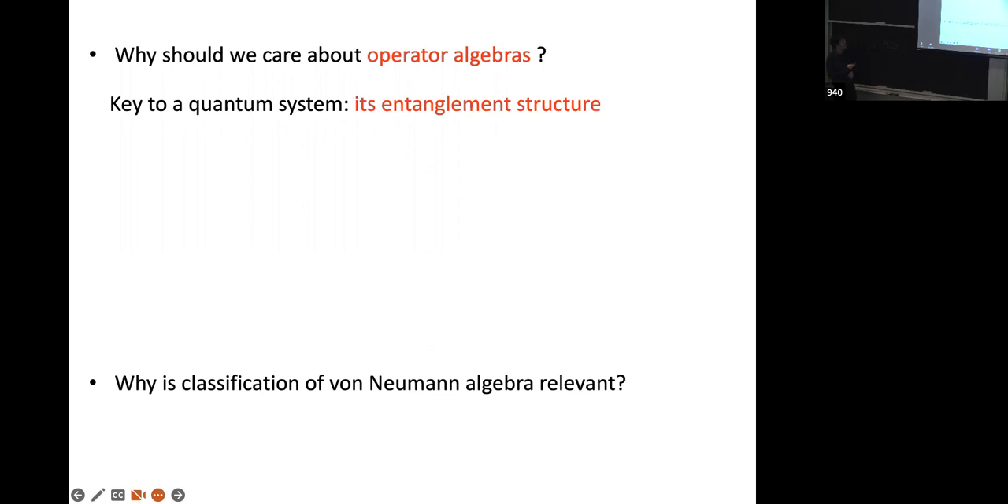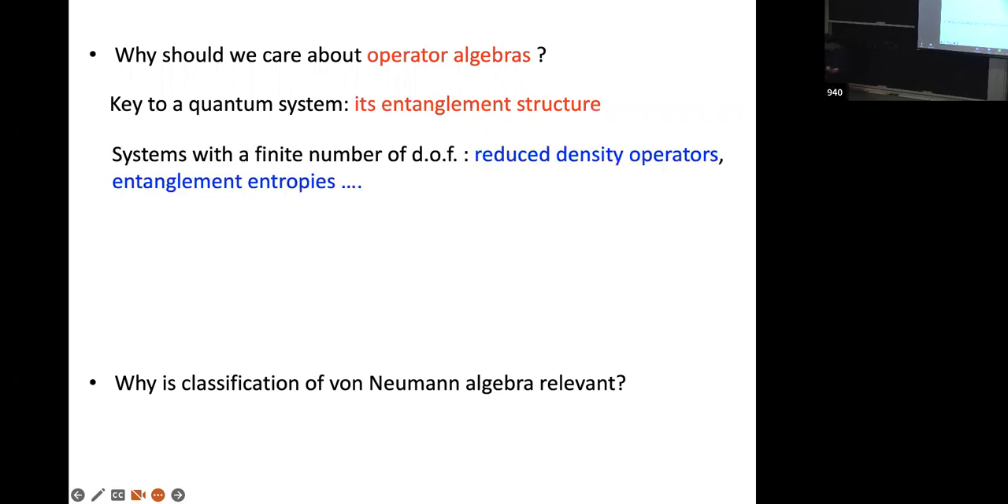What has been realized over the last few decades in many different branches of physics, condensed matter, high energy, gravity, etc., is that key to understanding a quantum system is its entanglement structure. If you consider a system with a finite number of degrees of freedom, then you define, as in textbooks, a reduced density operator associated with a subsystem, and then you look at entanglement entropies or other things you can build using this reduced density operator. This is the whole area of quantum information, built on those things.